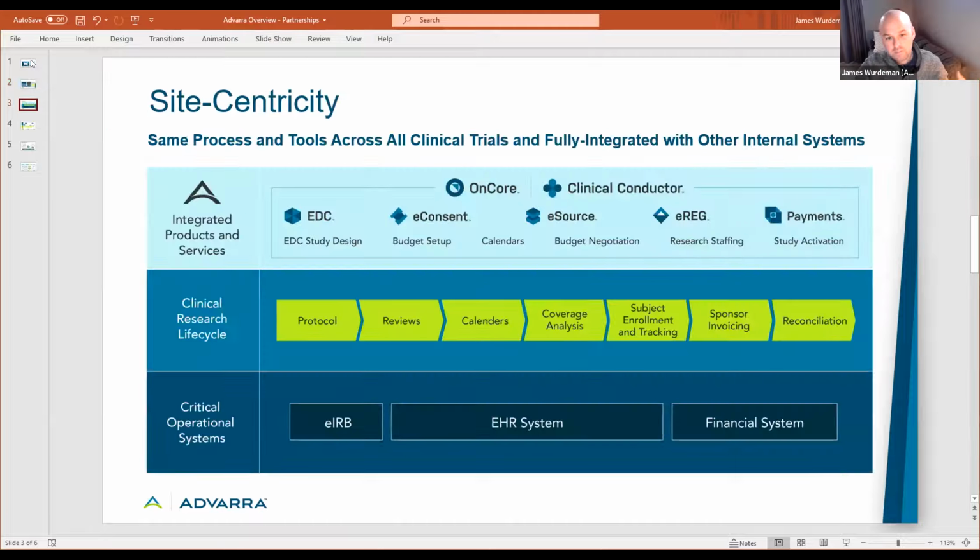And these products, it's really important for us, again, how you know Advara from the Encore point of view, is thinking about that entire clinical research lifecycle of making sure that you have one standardized approach towards managing research across an organization. And something we've really focused on is that interoperability of other systems. So that bottom row, critical operational systems, integrations with IRB systems, EHR systems, financial systems, very core to who we are and how we think about that.